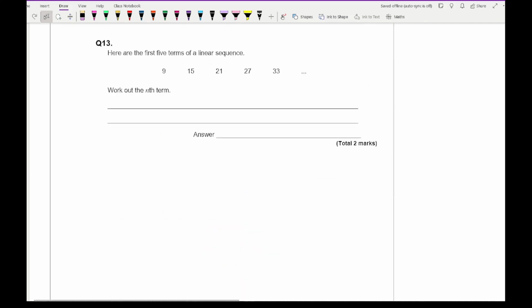Question 13 says here are the first 5 terms of a linear sequence. Work out the nth term. So here, what we'll do is work out the difference between these two values. So here it's going to be plus 6, which therefore means I'm going to have 6n in the formula. The next thing I need to think is, what do I have to do from 6, which is what I've got from the difference, to get to the first term? Well, I need to add 3. So my nth term is going to be 6n plus 3.